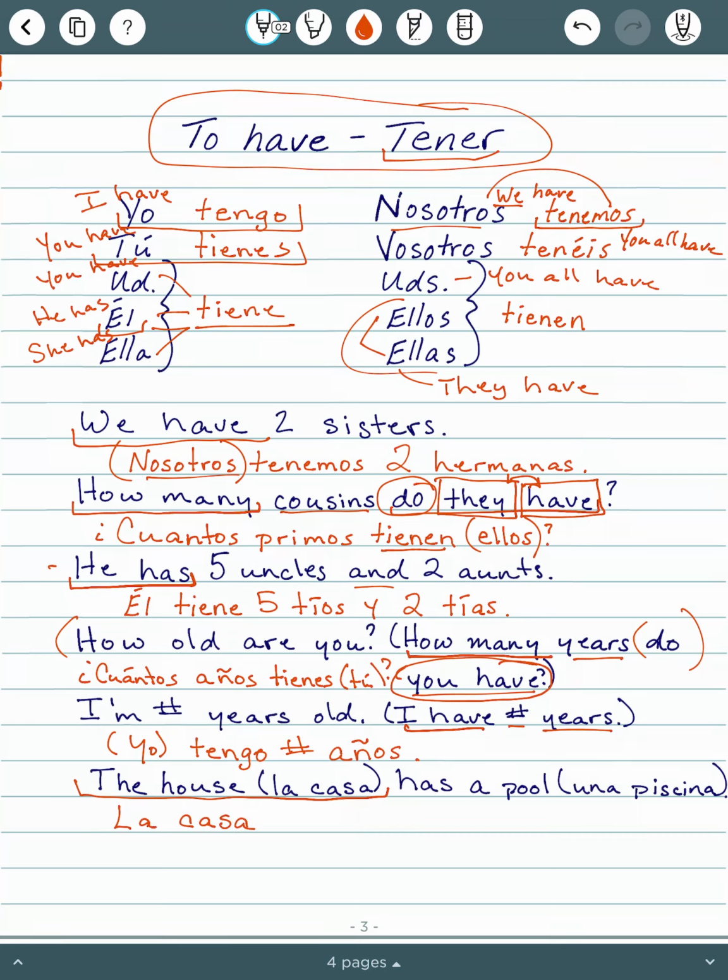Now we've got a problem. The house. What would the pronoun for the house be? The house is it. So it actually goes along with he or she. So anytime the subject would be it will be tiene. So la casa tiene a pool, una piscina. So that's it. That's how you use the verb tener.